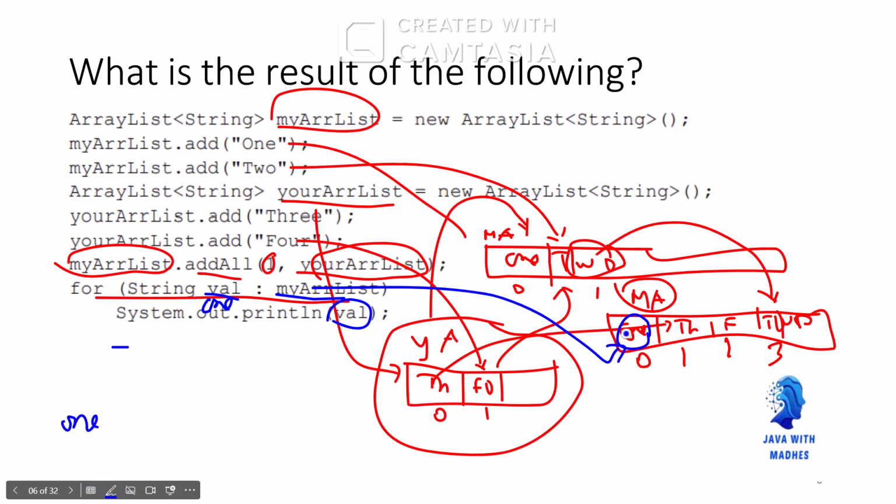Then the for each loop will move to the next memory location. In the next memory location, we have the value 3. That 3 will be assigned to the value variable and we are printing that value. So 3 will be printed: 1, 3. The for each loop will move to the next memory location, where we have the value 4. That will be assigned to my variable value, and then printed here. So 4 will be printed.